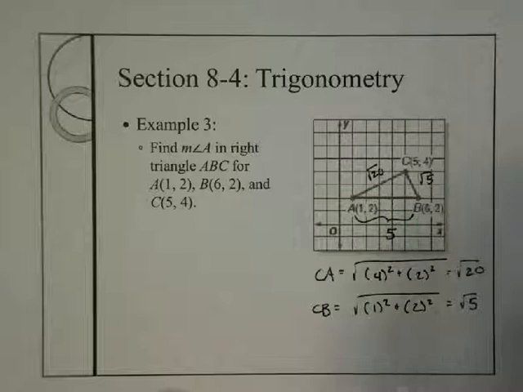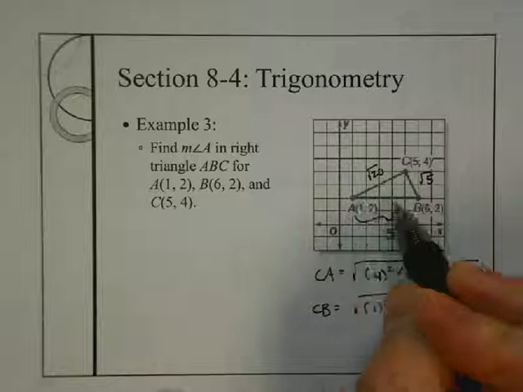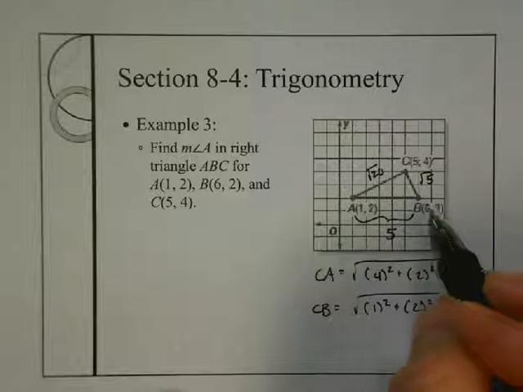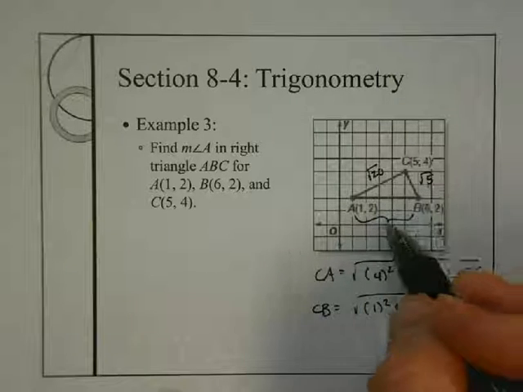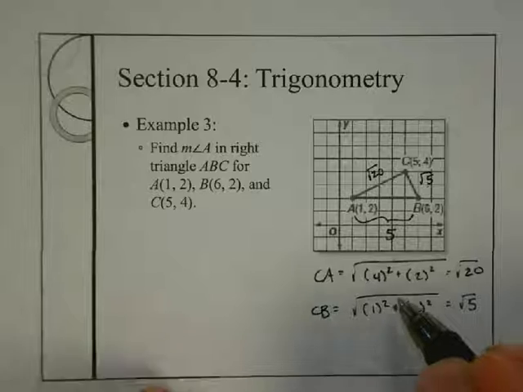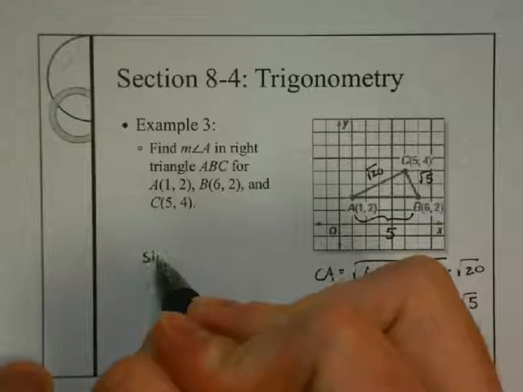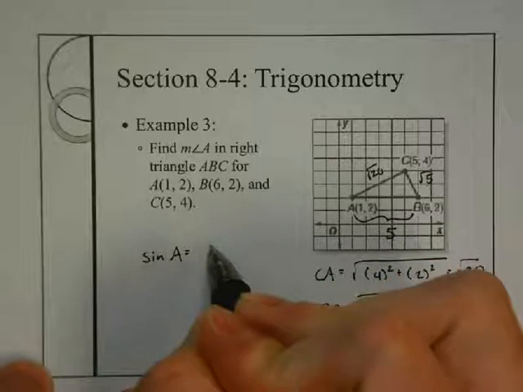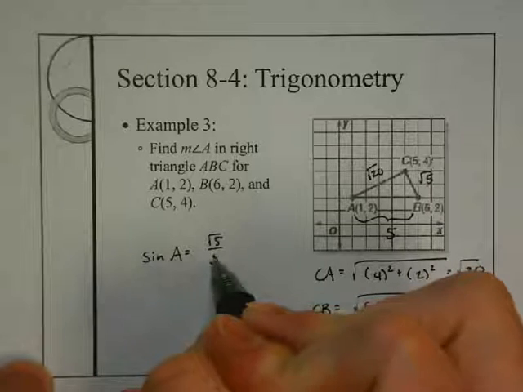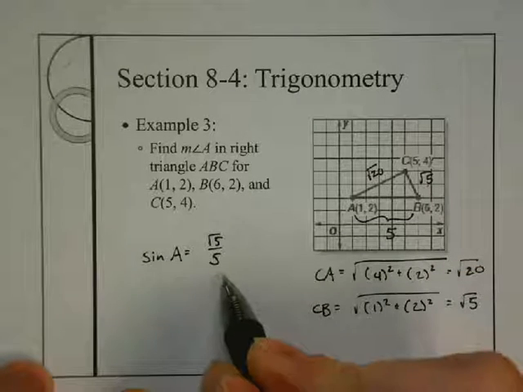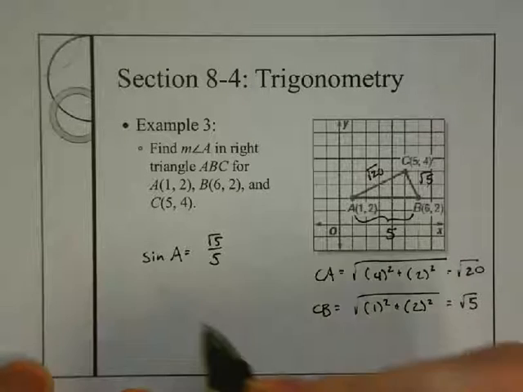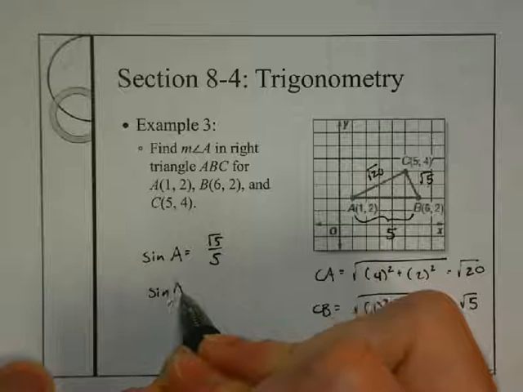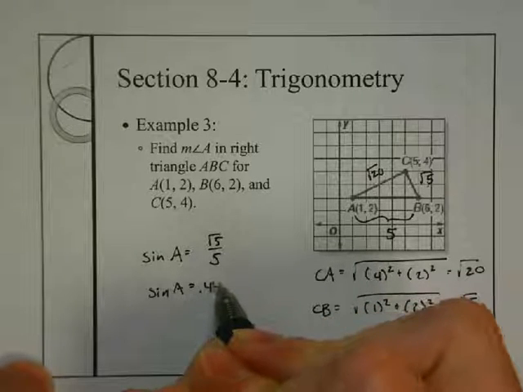So from angle A, we'll do sine. Sine is opposite over hypotenuse, so root 5 over 5. So I'm going to have the sine of A is equal to root 5 divided by 5. So I need to turn that into a decimal first. So the square root of 5 divided by 5 is about 0.447. So sine A equals 0.447.